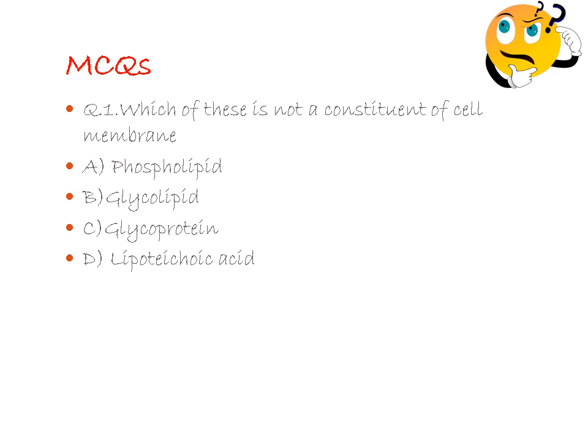Now coming to the MCQs. First question is, which of these is not a constituent of the cell membrane? A. Phospholipid, B. Glycolipid, C. Glycoprotein, and D. Lipoteichoic acid. So the correct answer is D. Lipoteichoic acid. We have studied this in the cell wall. So this is not a component of the cell membrane.